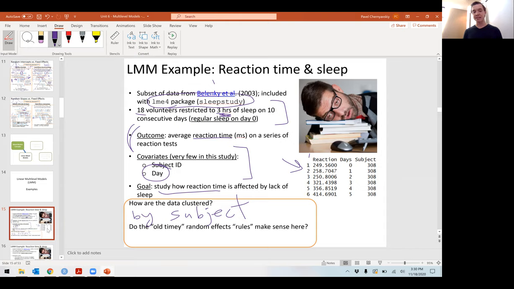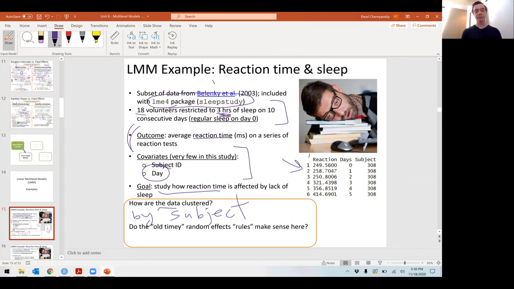But there are other people who can't do it, right? They need 8, 9, 10 hours of sleep. I'm somebody that cannot possibly function in the morning, and other people love morning stuff. So there is some natural, maybe genetic material there that is picking up some of that variability in reaction time. So the data are very much clustered by subject.